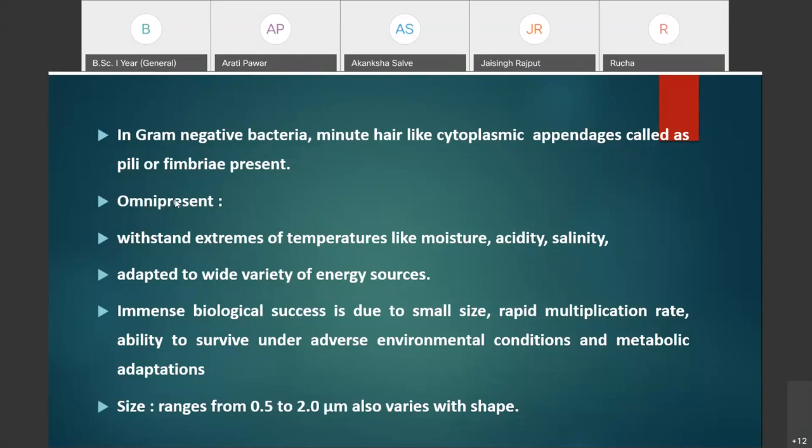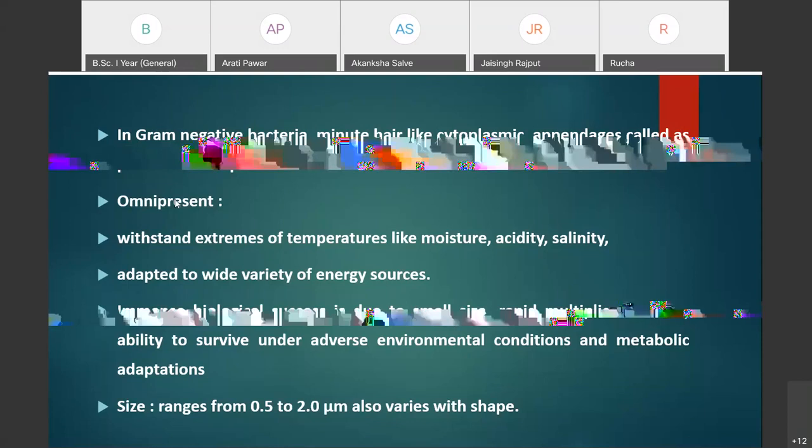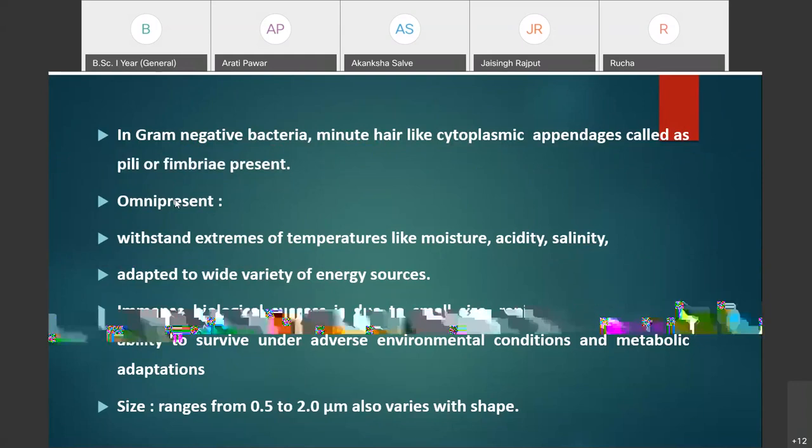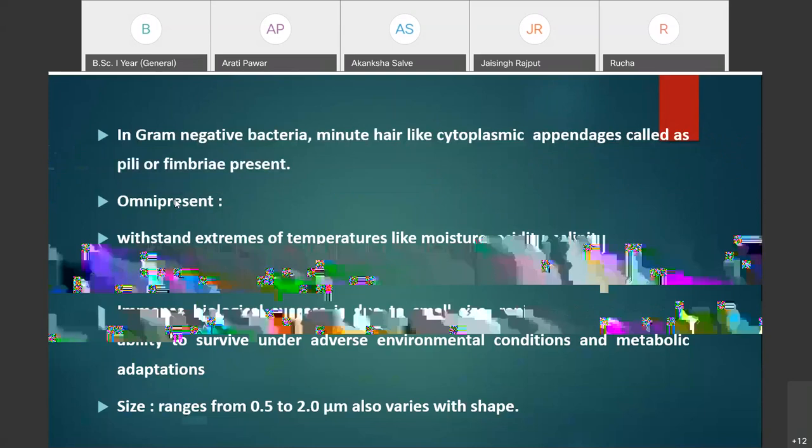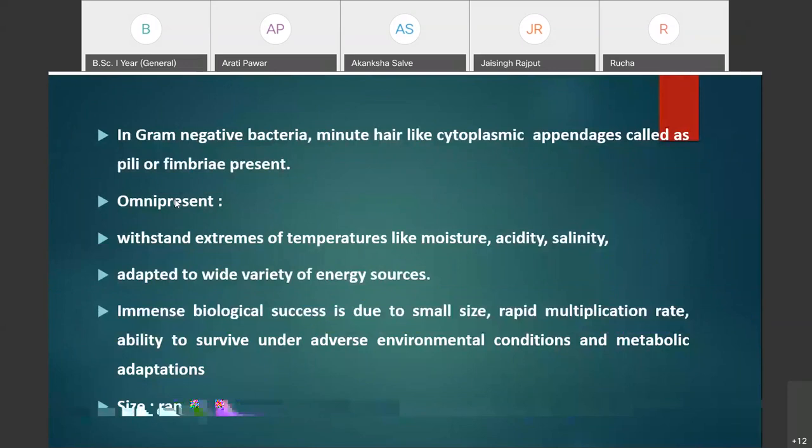Then some of the bacteria adapt to a normal aerobic environment and also other bacteria thrive well in the absence of oxygen. That means they are anaerobic. Some of the bacteria require oxygen for their survival. These are aerobic bacteria, while some of the bacteria also thrive well and survive in the absence of oxygen. That is, these bacteria are anaerobic.